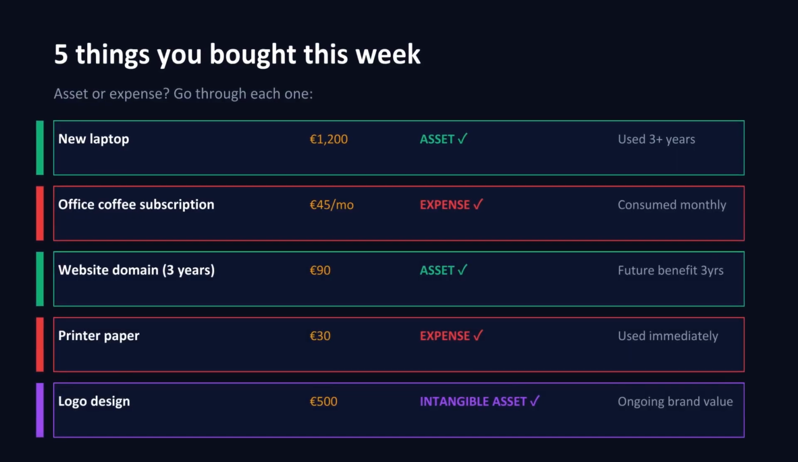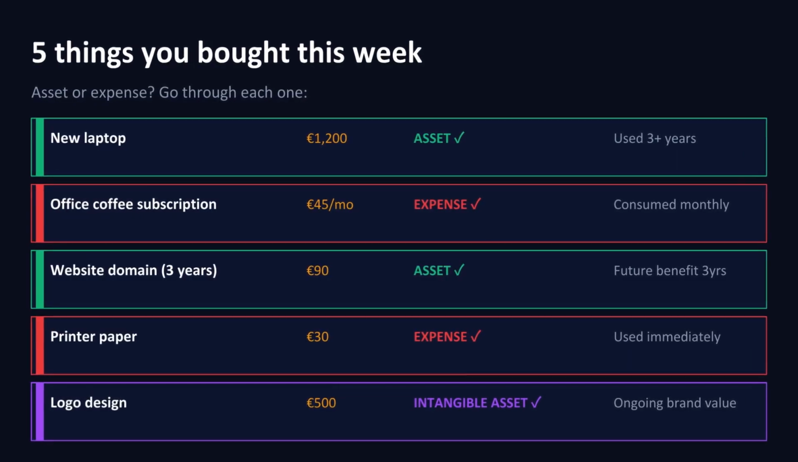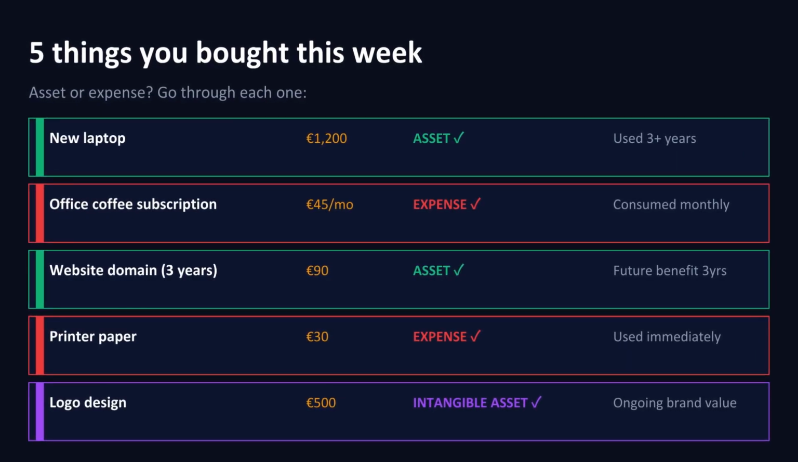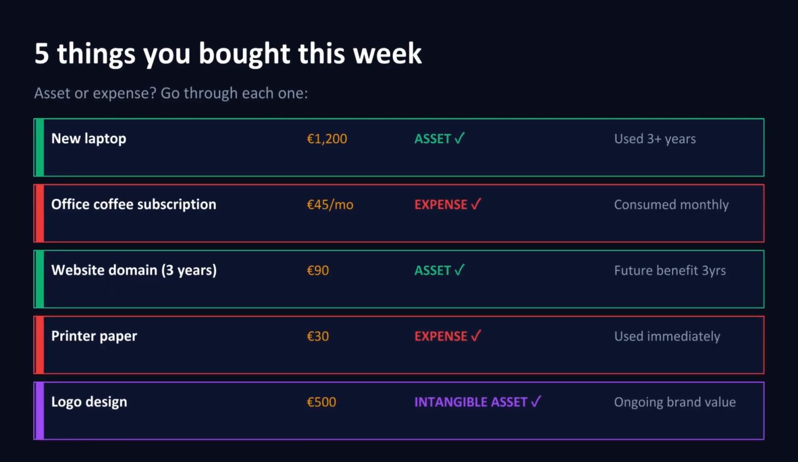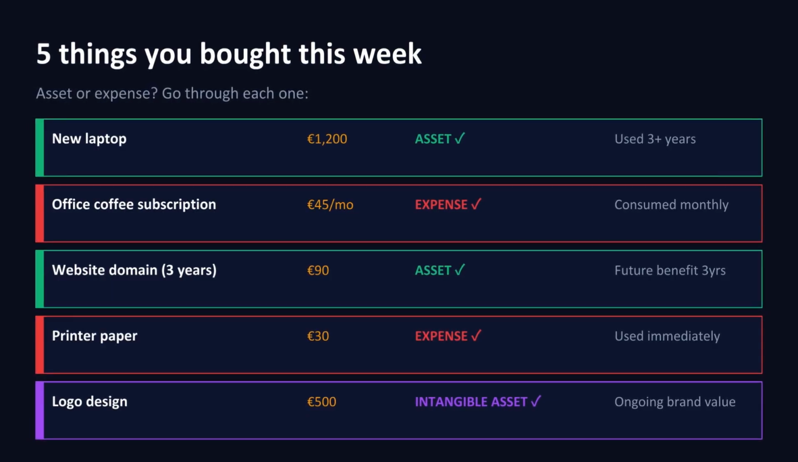Let's test it. Here are 5 things a business might buy this week. New laptop for 1,200 euros. Asset. Used for 3 or more years. Office coffee subscription at 45 euros a month. Expense. Consumed every month. Website domain for 3 years, 90 euros. Asset. It provides future benefit for 3 years.